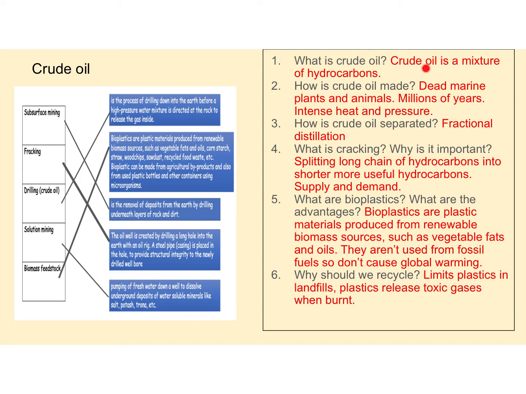What is crude oil? Crude oil is a mixture of hydrocarbons. How is crude oil made? Dead marine plants and animals, millions of years, intense heat and pressure. How is crude oil separated? Fractional distillation. What is cracking and why is it important?